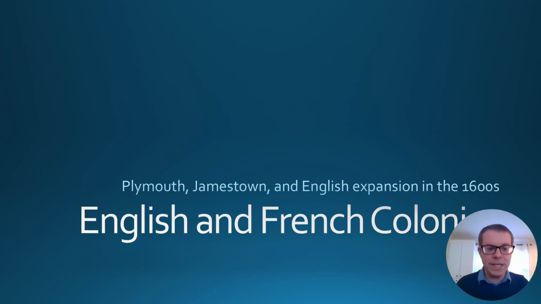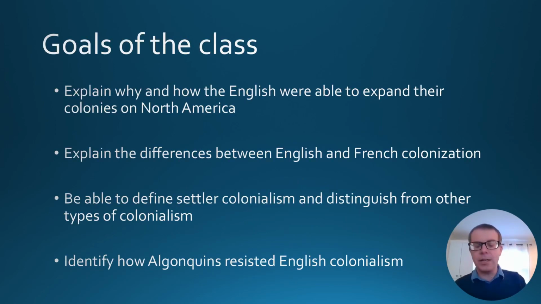To begin, as always, we will start with our goals of the class. Our goals today are to first explain why and how the English were able to expand their colonies in North America. Second, explain the differences between English and French colonialism. Third, define settler colonialism and distinguish it from other types of colonialism. And lastly, identify how Algonquins, both the Powhatan Confederacy and Wampanoags, Pequots, and Narragansetts, resisted English colonialism.